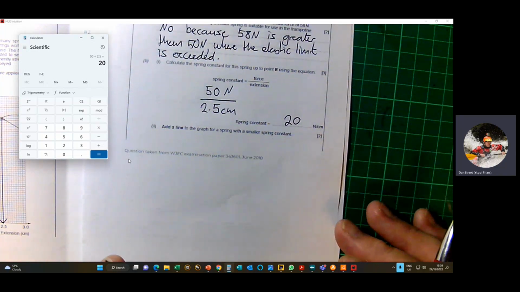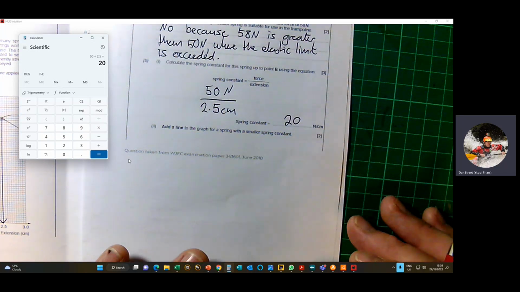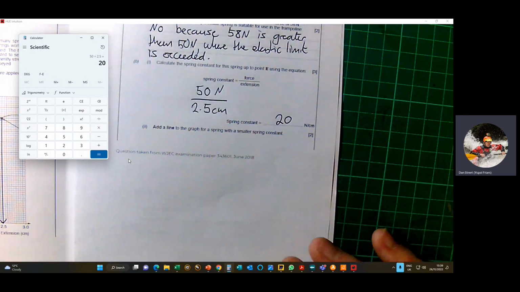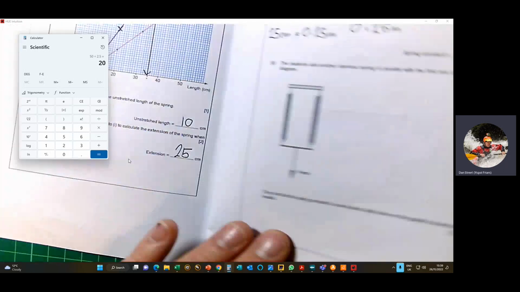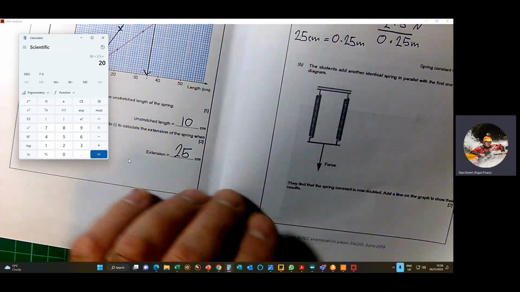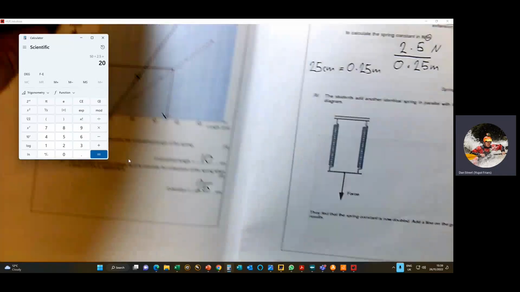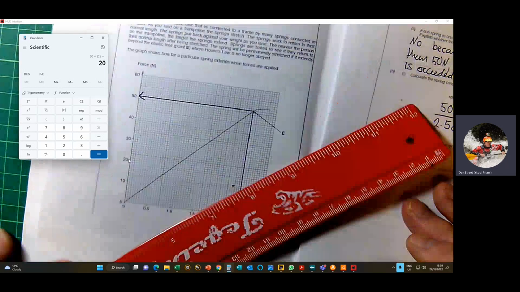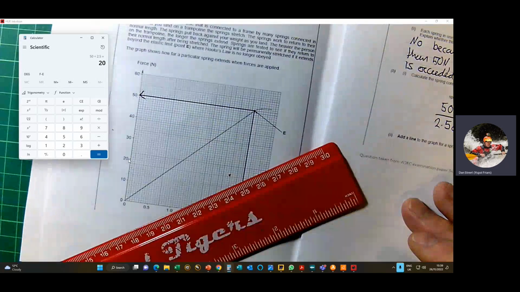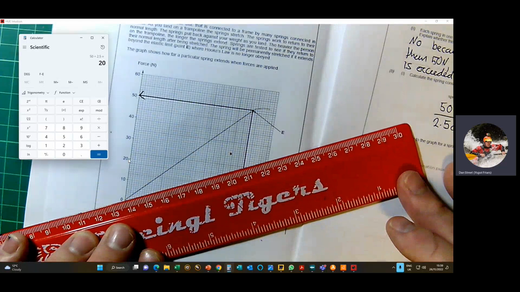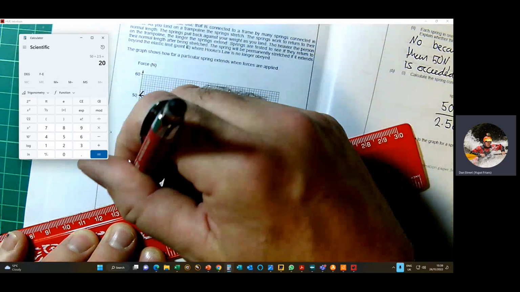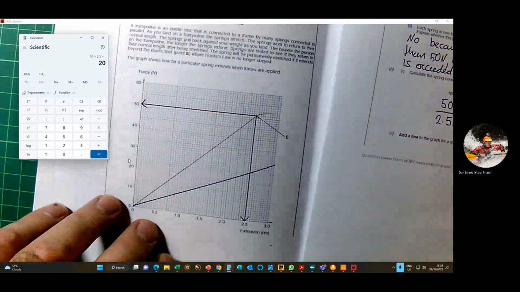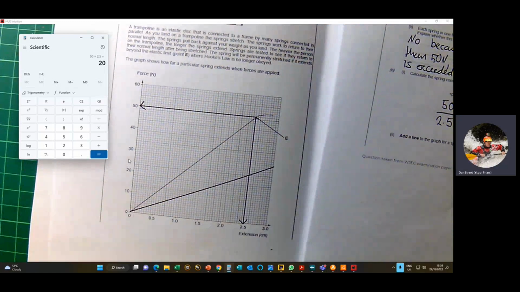Okay, so add a line to the graph for a spring with a lower spring constant. Okay, so if we look at the previous question, this effectively is a higher spring constant, therefore a higher gradient. So for a lower spring constant, we would expect a lower gradient. Okay, so it's not specified where, so it doesn't matter as long as your gradient is lower, then that will be for a spring with a lower spring constant.